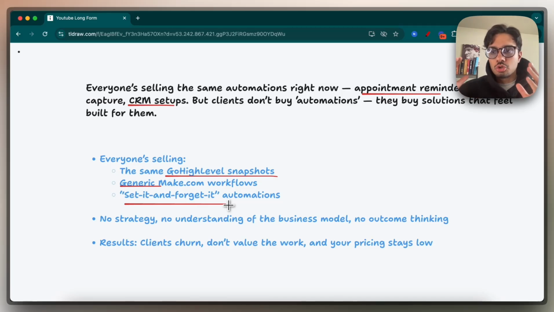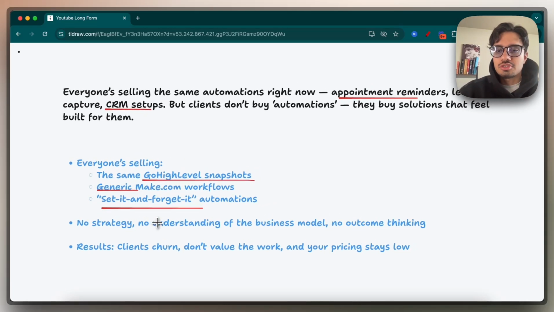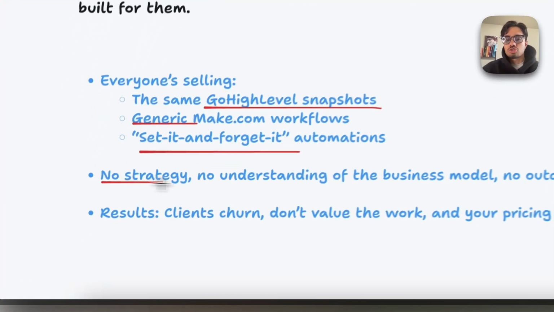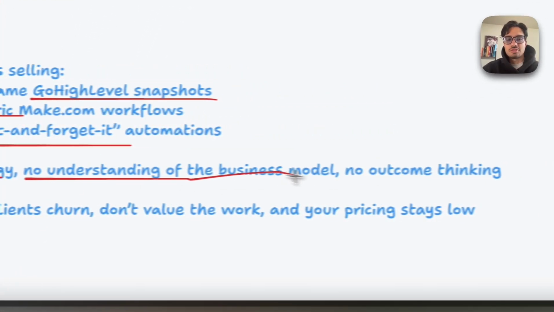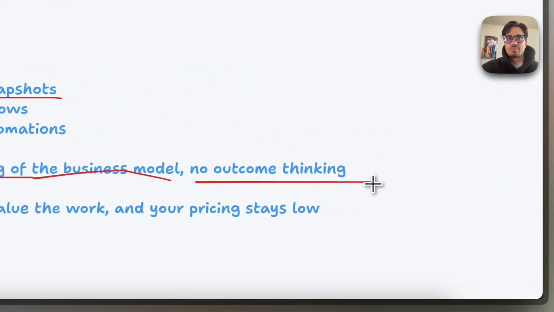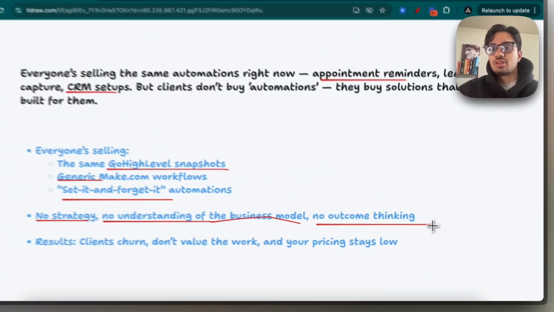Maybe that was true a year ago, a year and a half ago, when all of this stuff was more new. Now it's pretty mainstream. So everybody has access to the same stuff, which means it becomes more competitive, and you have to adapt accordingly. The issue with selling templates is that there's no strategy. There's no understanding of their business model. There's no outcome thinking. It's simply plug and play, and you're selling the automation.